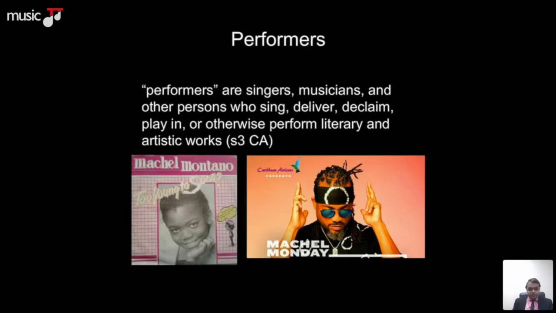So there's a definition in our Copyright Act of performers: singers, musicians, people who sing, deliver, or play. So it's not just the person who is behind the mic. You think of all the guitarists who are crazy great on guitar and may not be singing, like Jimi Hendrix. Jimi Hendrix didn't only sing his songs, but there was a performance behind him playing his instrument. That performance is protected.